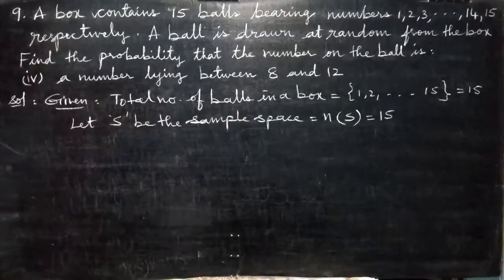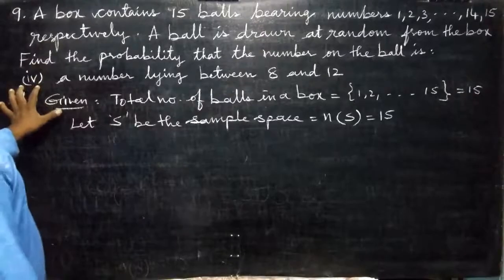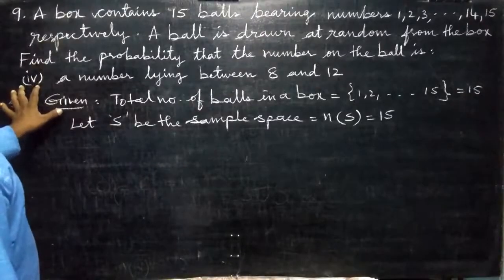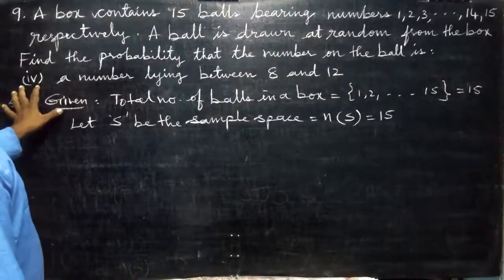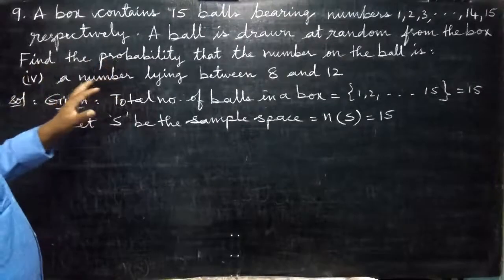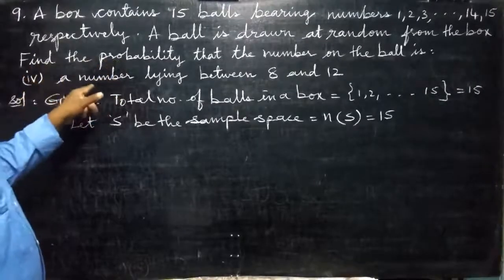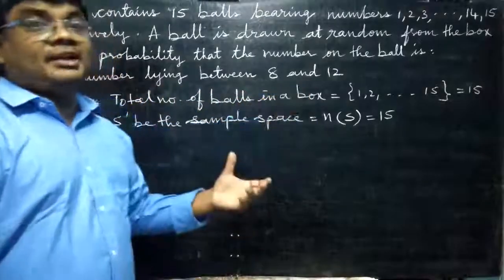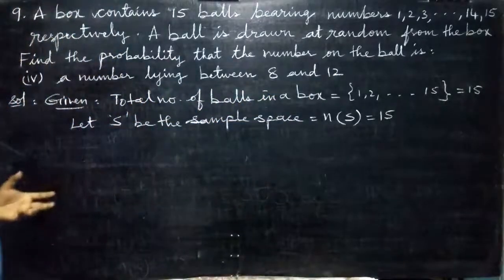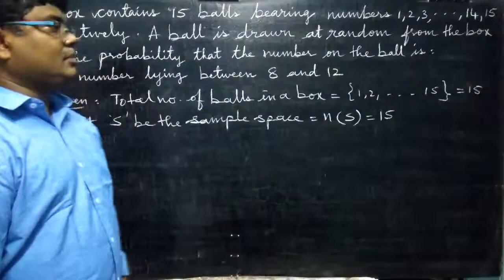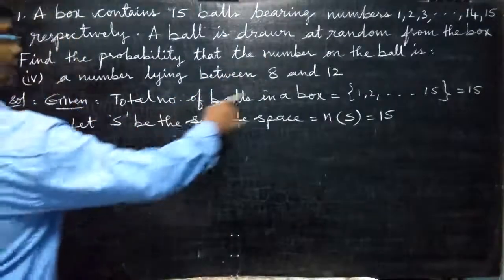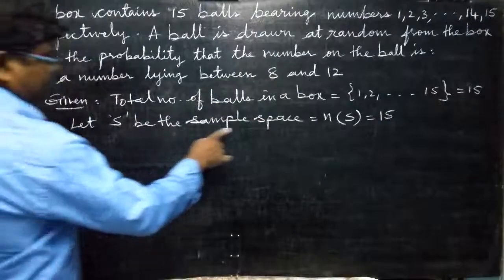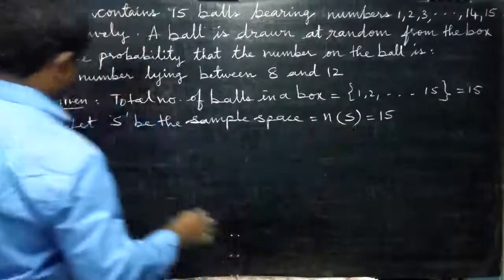Fourth bit, same problem. In a box, 15 balls are there. If we draw at random, we should get a ball number lying between 8 and 12, when we draw at random from the box. So the total number of balls is 15. Let S be the sample space. N of S is equal to 15.